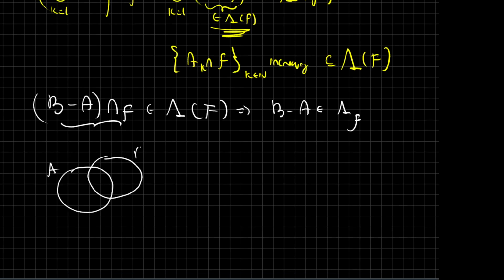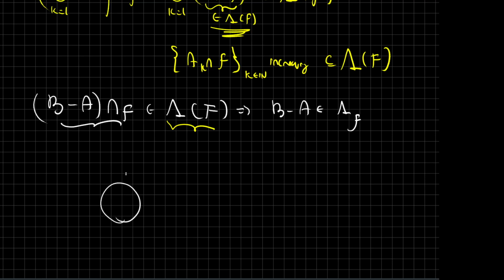This is A and this is B, just for you to see how this works. This is A and B. The difference is this thing here, and then you intersect the difference with F, so you will have this little part here. So the question is, is this little part inside the intersection? Oh well, the drawing is wrong because A was a subset of B, so this is wrong.